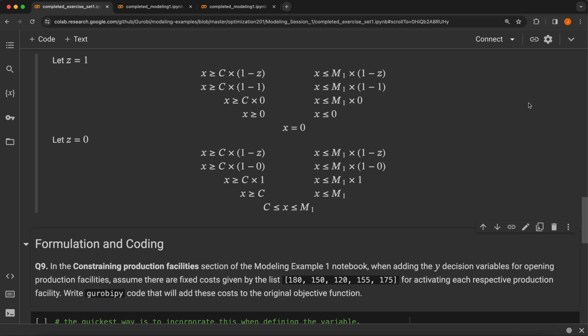Let's let z be equal to 0 now. So we're turning off our z switch, I guess. Let's replace z with 0. That makes each set of parentheses in the inequalities 1, so 1 times the constant c and 1 times the constant m1 yield c and m1 respectively. So we end up with the inequality c is less than or equal to x, which is less than or equal to m1. And if m1 is large enough, that is essentially not considered a bound for x at all.